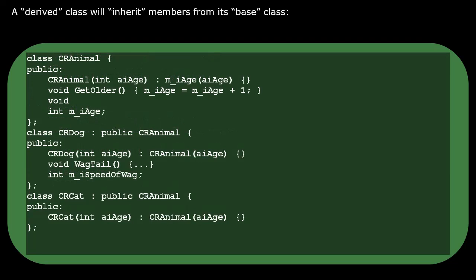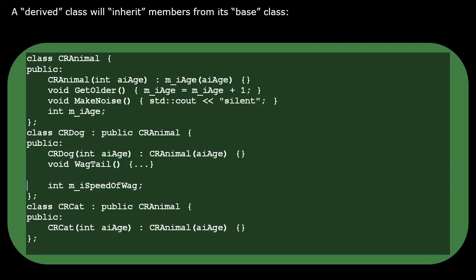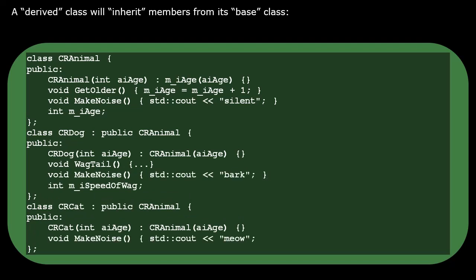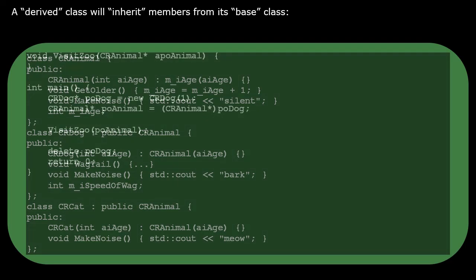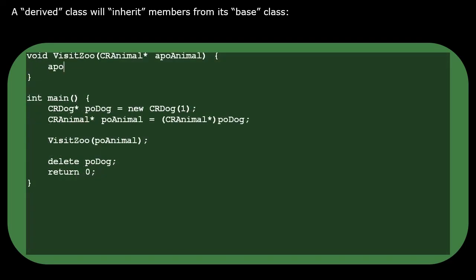Things get even more interesting if each of these classes implements a function that has the same function name for each. When visitZoo calls makeNoise, it outputs silence because the type of the pointer variable is an animal pointer.